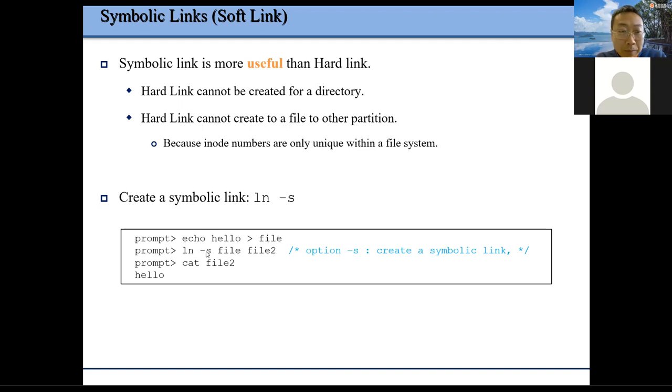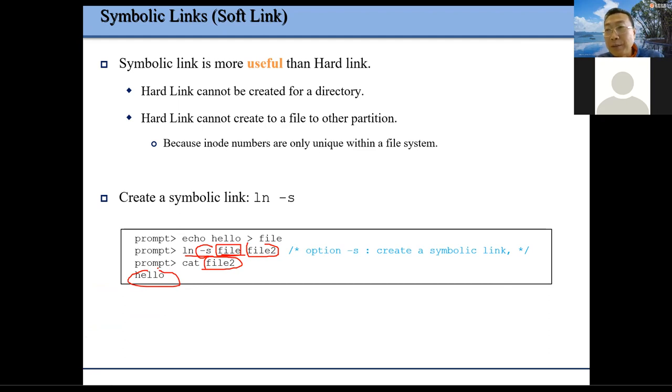So for a symbolic link, we need to put this special parameter here, hyphen s, to represent the symbolic link. Similarly, if we echo hello to file, then use ln -s, symbolic link, with the old file we want to link to, and the new file, file two. After that, if we succeed, we can cat file two. File two is actually linked to this file. So basically, we print out the same result, hello.